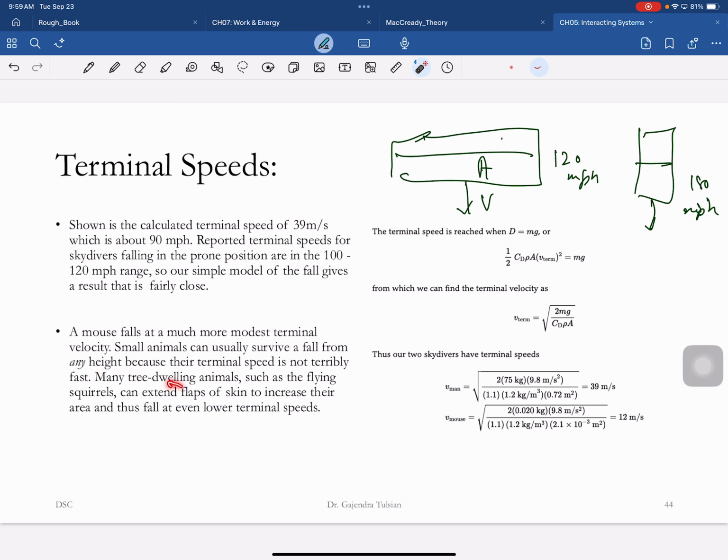Many tree-dwelling animals, such as flying squirrels, can extend flaps of skin to increase their area and fall even slower. So what are they doing? See, they're increasing this area. If you increase the area, that's what the flaps are about, your terminal speed is smaller, and you can survive the fall. Did you guys understand that?